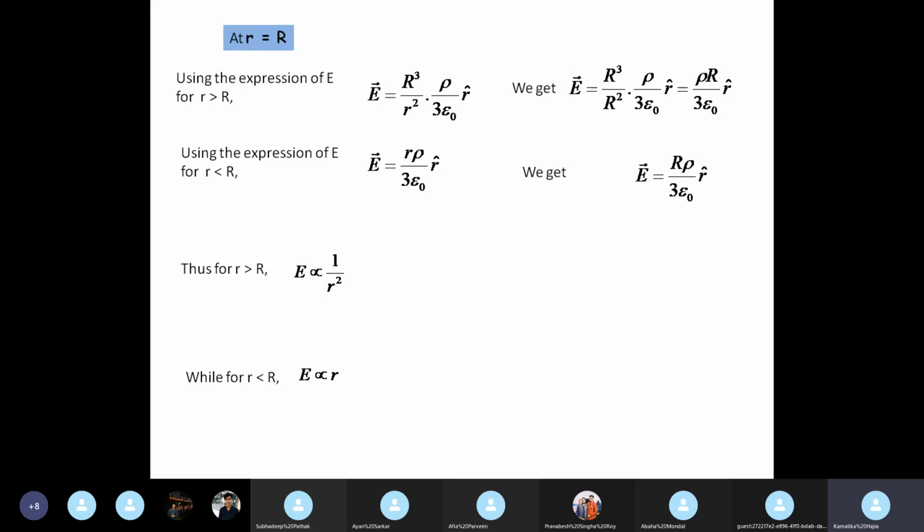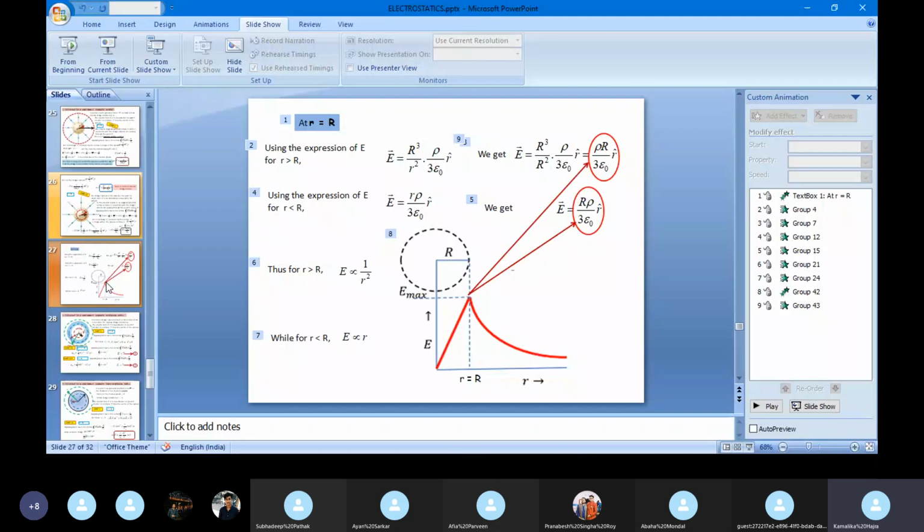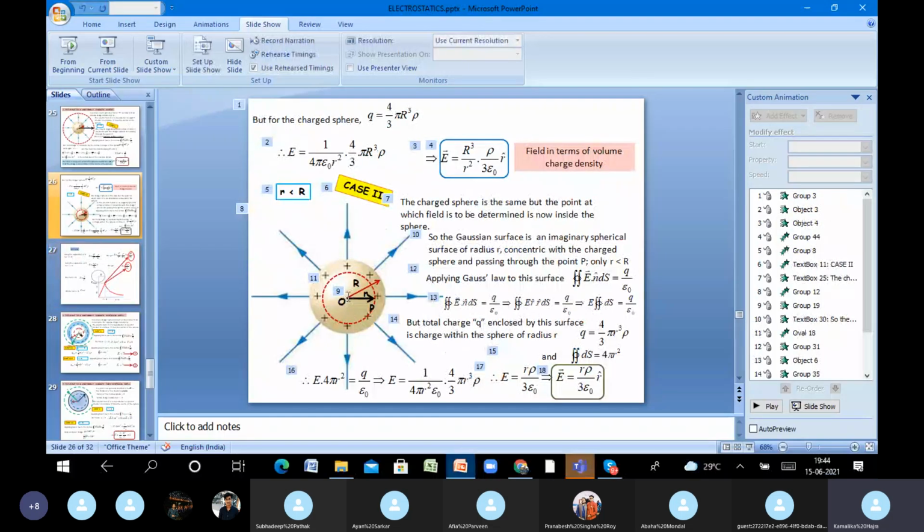As you start moving from the center, I'll show you this picture. As you start moving from the center and increase R, more and more charge is being enclosed. So the value of E increases until you reach the surface. When you increase R from the center towards the surface, the value of E increases directly as R, because the further you move from the center inside the sphere, the more charge is being enclosed and contributing to the field. So the value of the field increases.